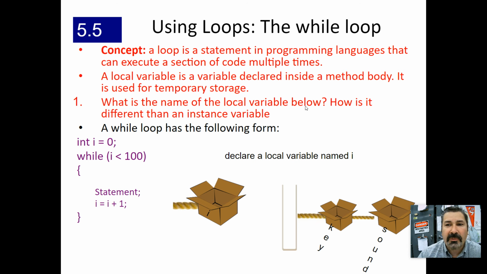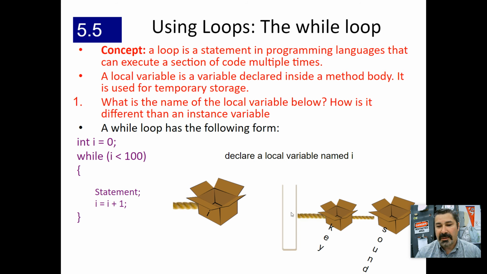Okay, so what is the name of the local variable below? Int i. How is it different than an instance variable? Well, int i, as soon as you get to the end of this method, the i disappears. It's wiped out of the RAM. On the other hand, an instance variable like key and sound belong to the instance of the object, and they last as long as the object does. So they work everywhere.